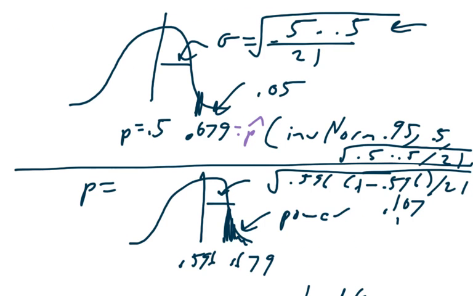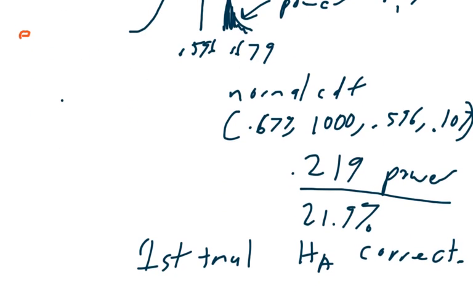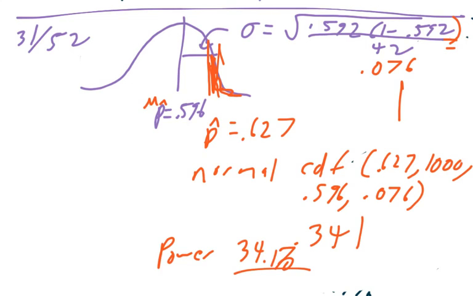versus the 21.9% that I got last time. So when I increase the n, sorry about that, my power went up to 34.1%, which means I would have had a 34.1% chance of correctly picking the alternate hypothesis.